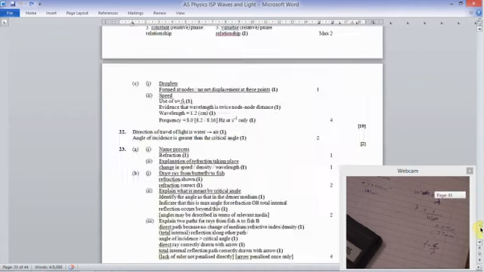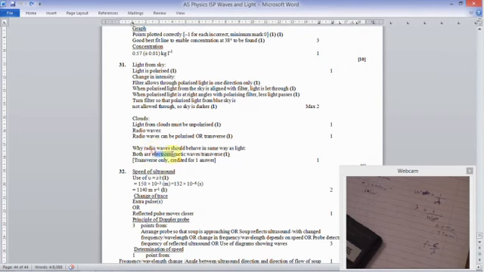Transverse waves, electromagnetic waves is the idea. Okay, unpolarized, like we're saying, light from the clouds must be unpolarized. Radio waves must be polarized. Light is polarized, so over there. Change in intensity. It's the idea of rotating the filter.